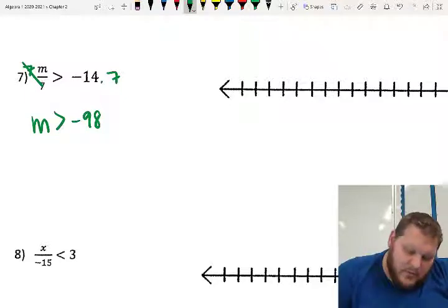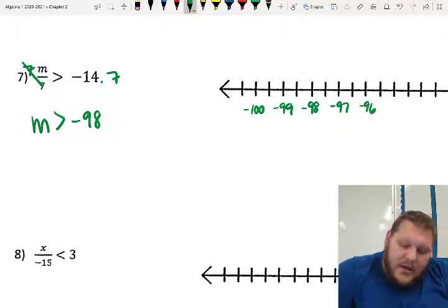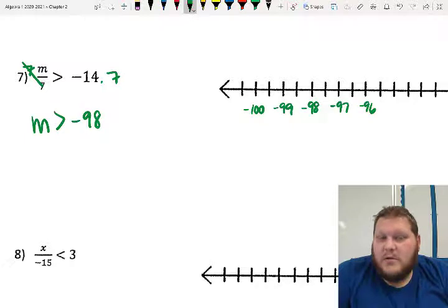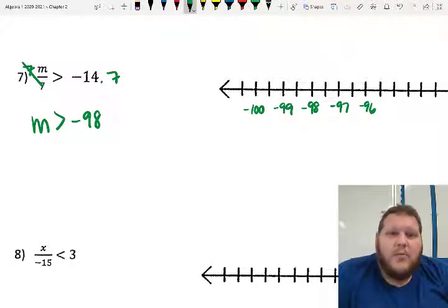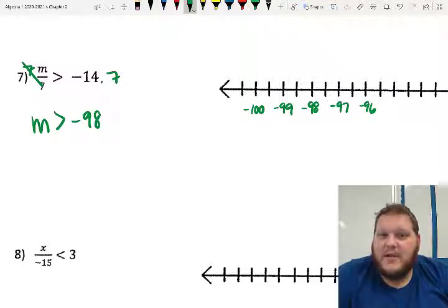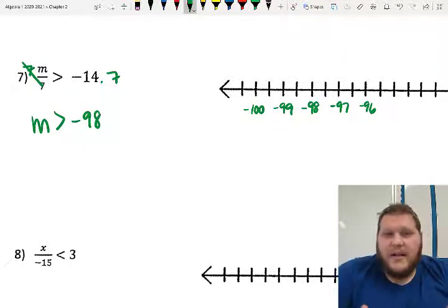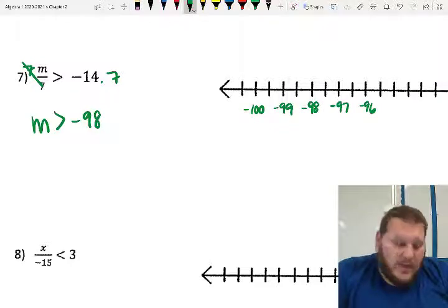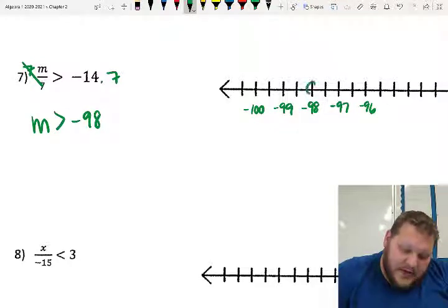So now I'm going to go negative 98, negative 97, negative 96, negative 99, negative 100. Notice here I added more hash lines in my number line, but that doesn't necessarily need to be there. I can not use all of mine because I don't want to try and scrunch my numbers together. So you can see I just did every other hash line for my number, which is fine. As long as you're scaling it appropriately, you can do whatever you want. So here, open circle at negative 98, and it's greater than, so I'm going to the right.